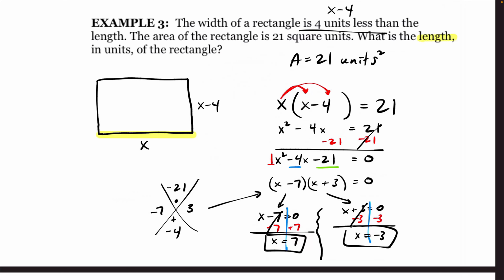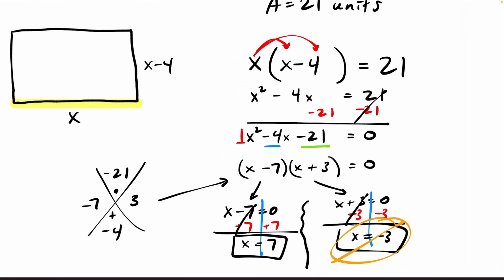Can I measure 7 feet here? Okay. Can I measure negative 3 feet? There's no negatives on here, right? So I can't use the negative. So even though it's right, there's nothing wrong with it, I can't use that one. In real life, that doesn't mean anything to me. I can only use the 7.